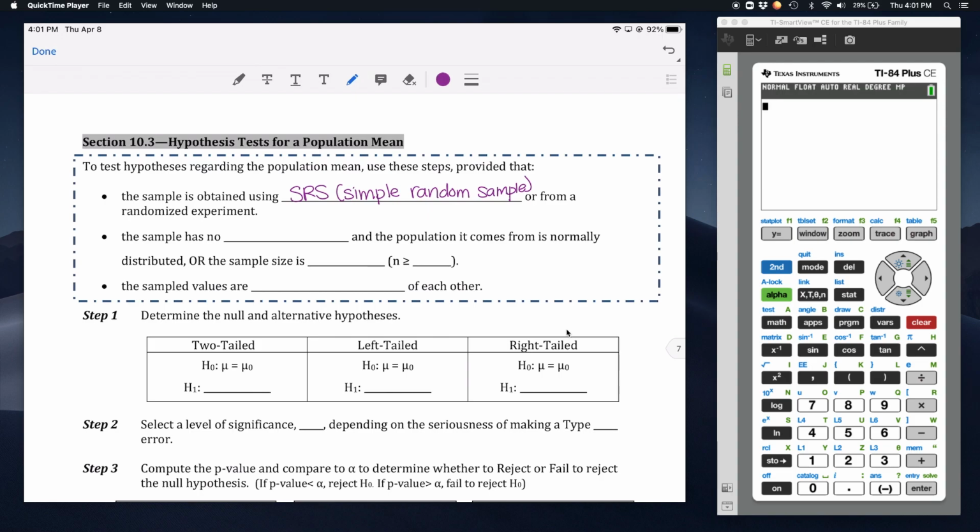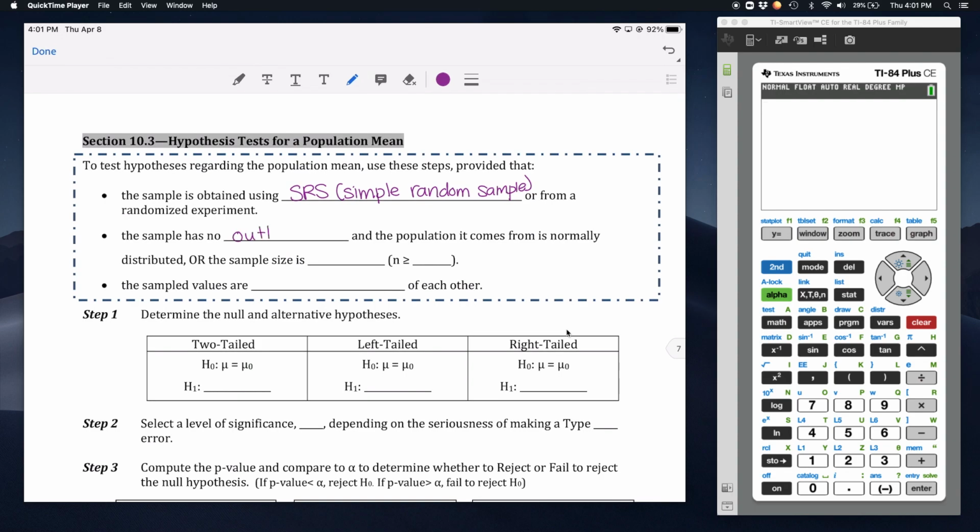So you're going to have some sort of randomness in there. The sample has no outliers, and the population it comes from is normally distributed. Remember, if it is skewed left or skewed right, as long as the sample size is large and is greater than or equal to 30, then we can use the following. Last but not least, the sample values are independent of each other. And remember this one, another way you can think about it is that it's less than 5% of the population.